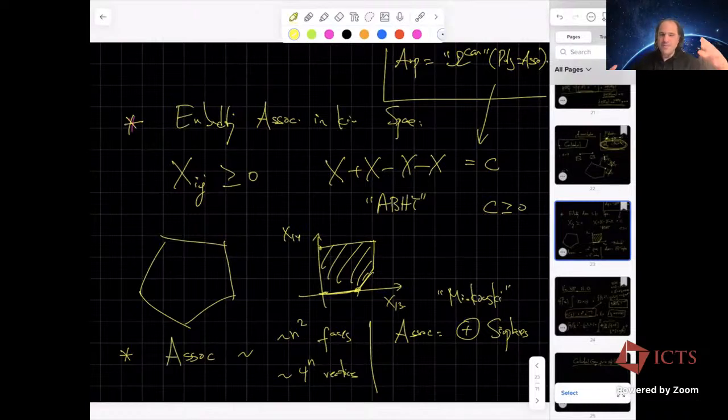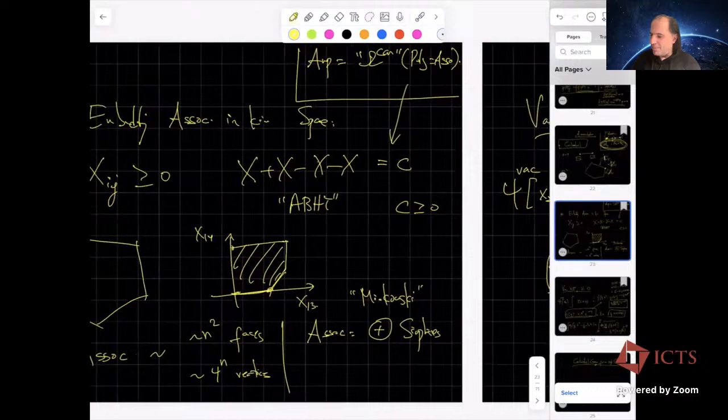So that's the general mantra of this subject: combinatorics and geometry in kinematic space determine an object, but the physical quantities are ways of interrogating this object by asking questions like, find a form that has singularities on the boundaries of this thing, only on the boundaries of this thing, and then that object will be interpretable as an amplitude.